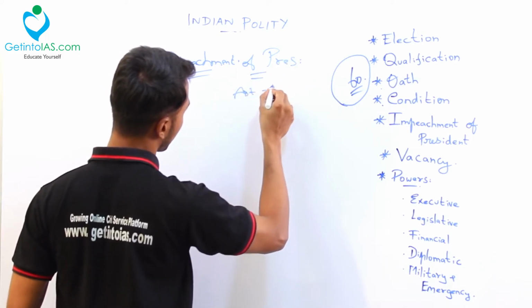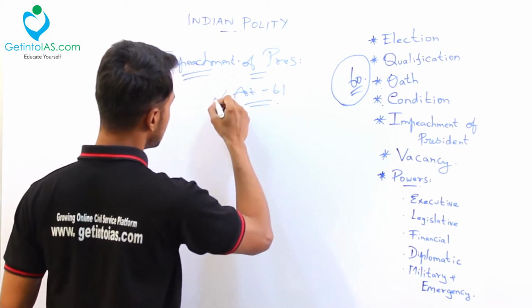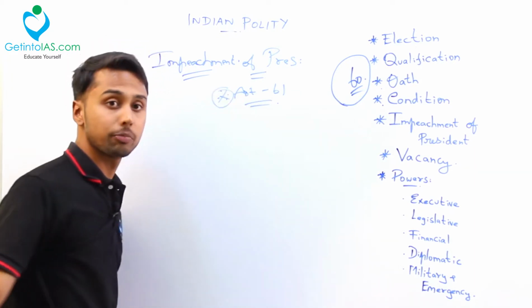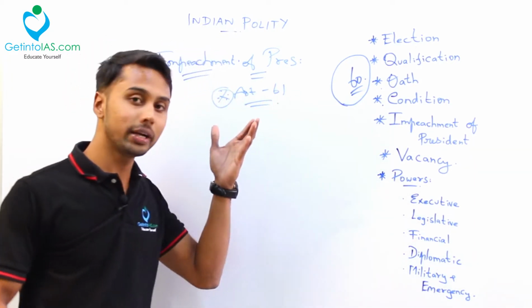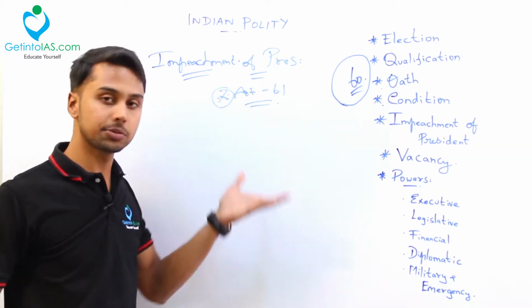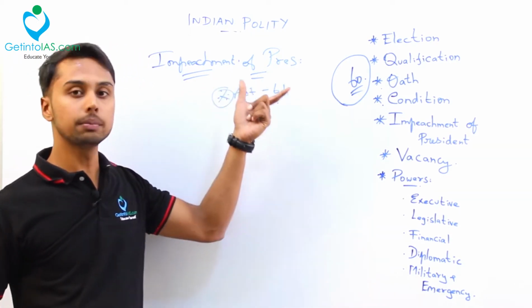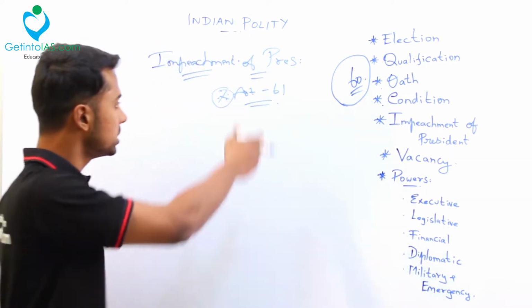Article 61. This is very important because the impeachment of the president is a very tedious process. So this impeachment of the president becomes very important. So what is the procedure for impeachment?